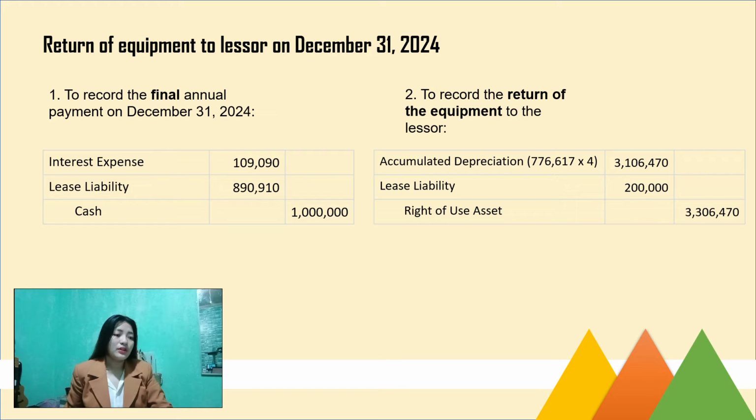Next is we credit the right of use asset amounting to 3,306,470 pesos. So this is the cost of the ROU. Kaya i-credit na natin siya kasi nga ibabalik na.